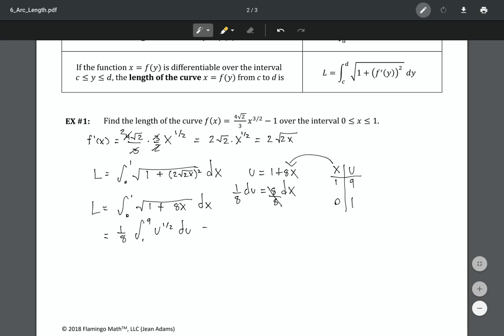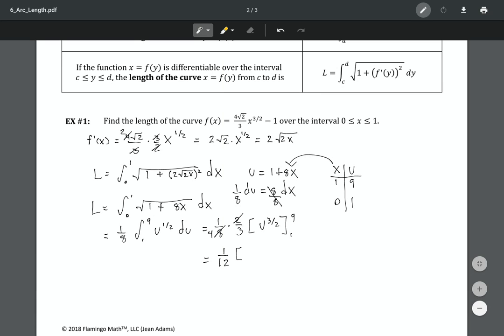All right, so this right here is going to be 1/8. If I add 1 to the power and divide by the same, this is 2/3. This is u to the 3/2. And I'm going to evaluate that between those two. Right, so after that, really is just a matter of algebra. Let's see, that's a 4. So we have 1 over 12.